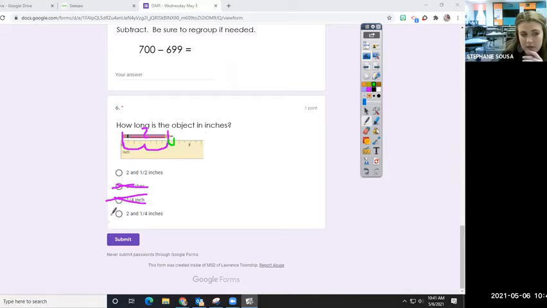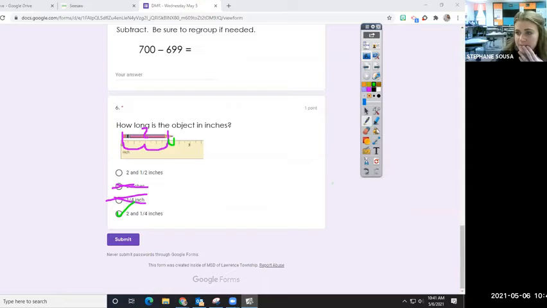This ruler is divided into fourths. So 1 hop is equal to 1/4. I also have that in my notebook. The first hop is a 1/4. Okay, questions on that?